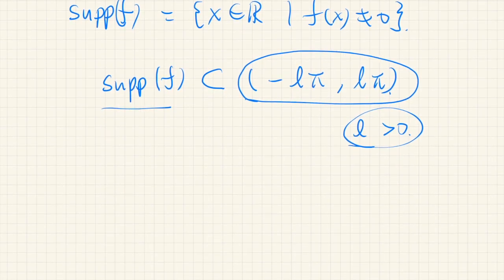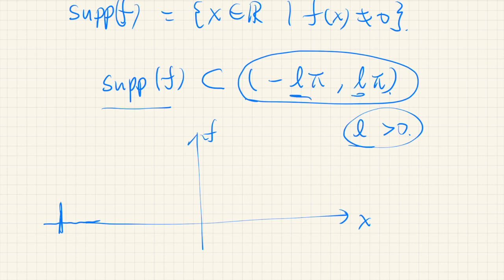For example, let's try to plot some function. Since this is bounded, if L is large enough, then all the values of f are 0. And within some interval, it can take non-zero values. So this is an example of a function with a bounded support.